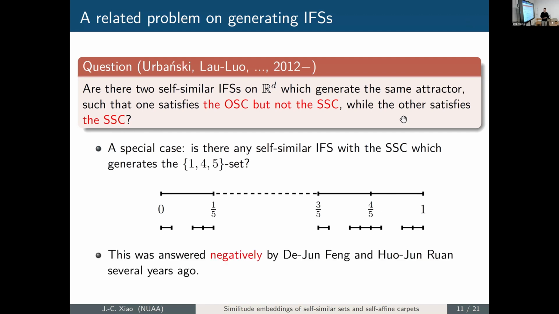And the answer is negative, and this was proved by Deng Juan Feng and Hu Jun Ren several years ago. Sorry, is this a negative answer to the special case or the general question? The special case, a very, very special case of this one. So actually, they proved a much stronger statement than this case. So this is their result.